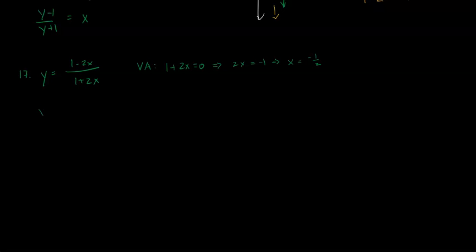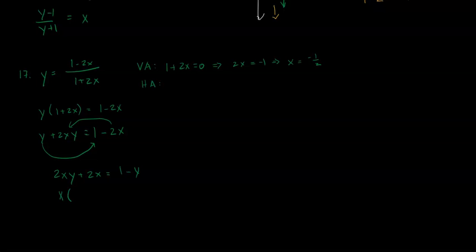Okay, let's go ahead and solve for the horizontal asymptote. y equals 1 minus 2x over 1 plus 2x. So y plus 2xy equals 1 minus 2x. Let's gather the x's on one side. I'm going to move this y, and I'm going to move this negative 2x to that side. So we get 2xy plus 2x equals 1 minus y.